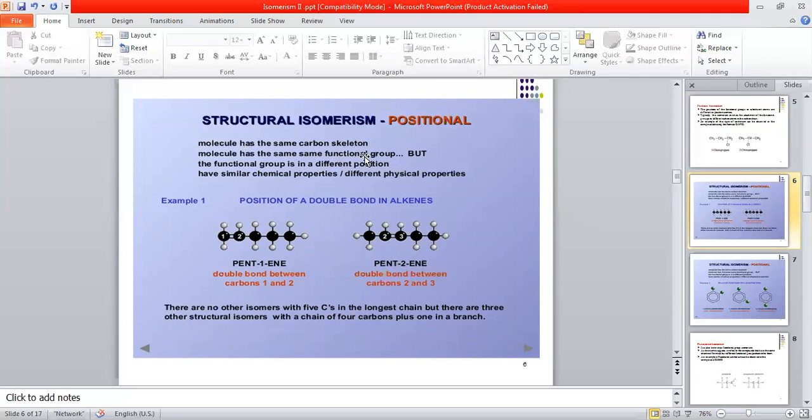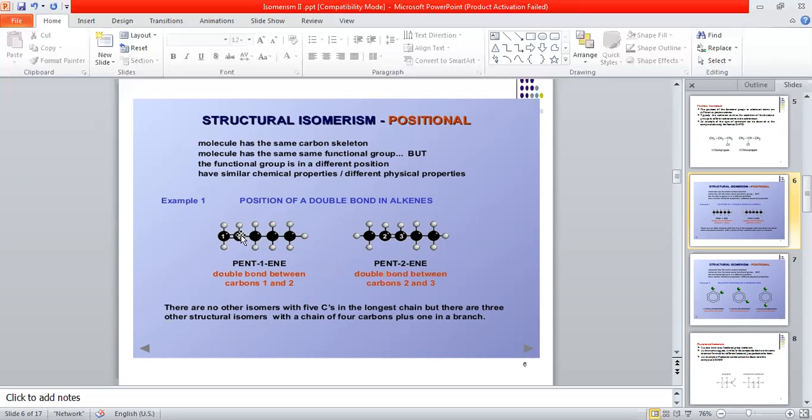The molecule has the same carbon skeleton. You can see pentene and pentene. These are two examples. One is 1-pentene, the next one is 2-pentene. The molecule has the same carbon skeleton, same functional group, but the functional group is not present at the same position. They are present in different positions. Which functional group is present here? They are indicating the alkenes only, having similar chemical properties but different physical properties.